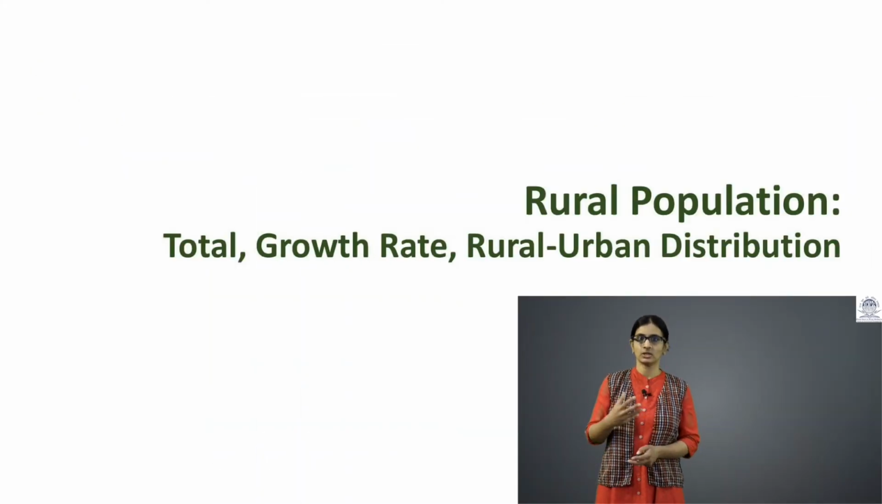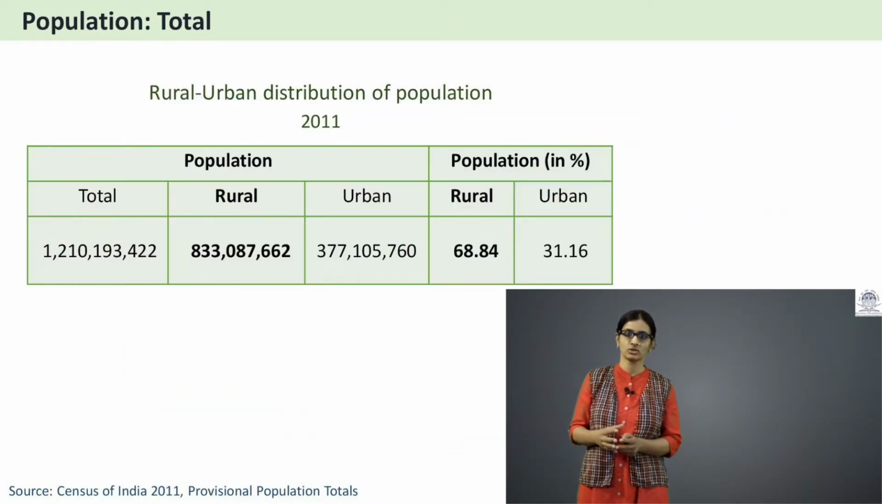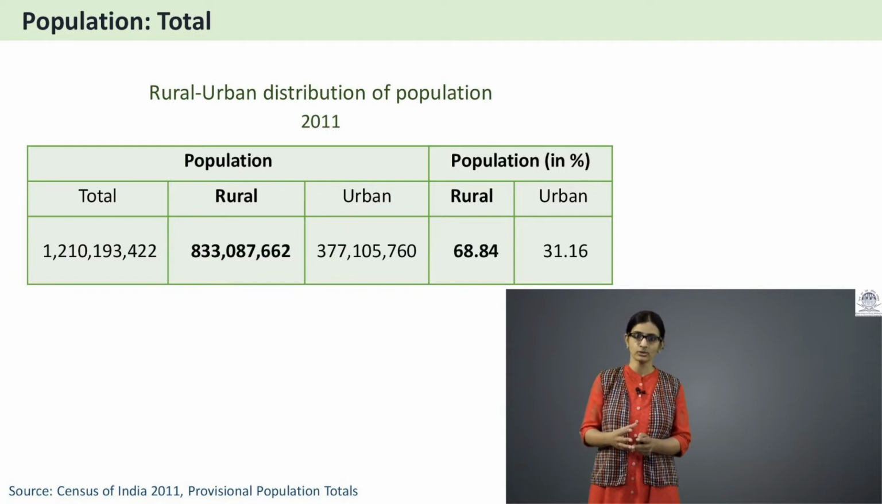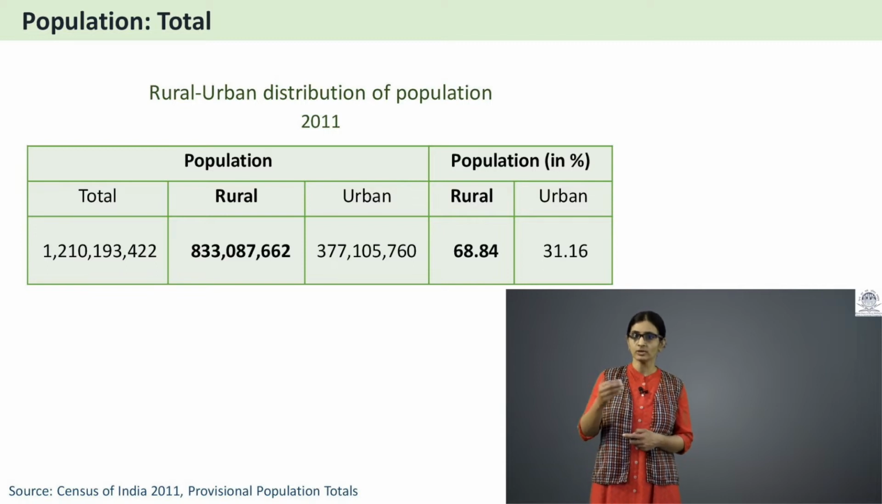Rural population in terms of total population, rural urban distribution and growth over the years. Let us have a look at some of these statistics. If we look at the total population of India, which is about 121 crores, of this 83 crores is rural and 37 crores is urban, which means more than 68% of total population is still rural. So, majority of India's population is still rural.